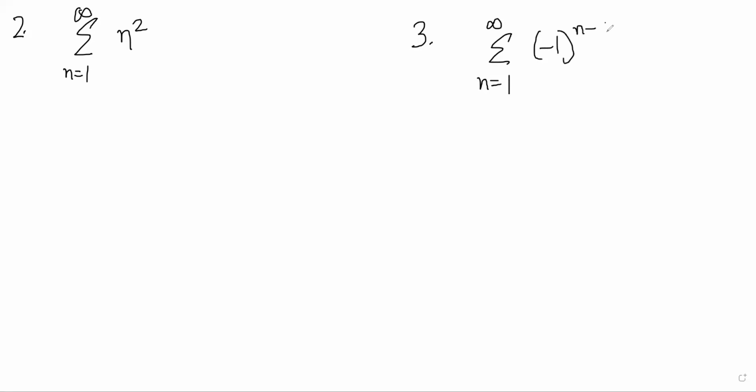Okay, then this series, summation n equal to 1 to infinity of n square, and this series, summation n equal to 1 to infinity of minus 1 power n minus 1. Do they converge or diverge?